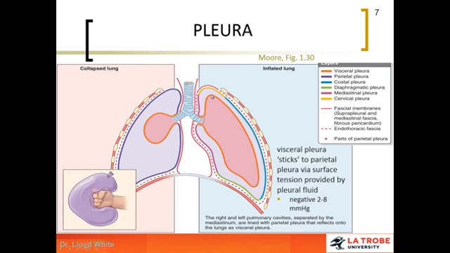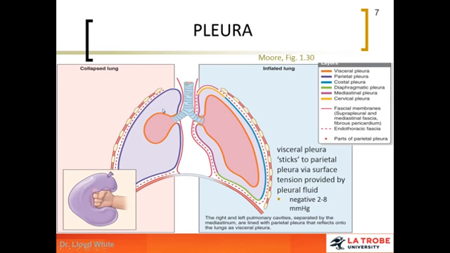So the visceral pleura will stick to the parietal pleura via the surface tension produced by the pleural fluid. This will cause a negative pressure so that they'll stick together, and when the parietal pleura moves as we breathe in, the visceral pleura will move with it, and so the lung will inflate.